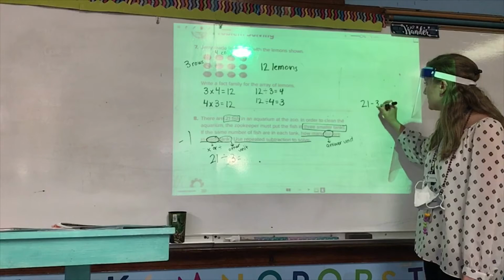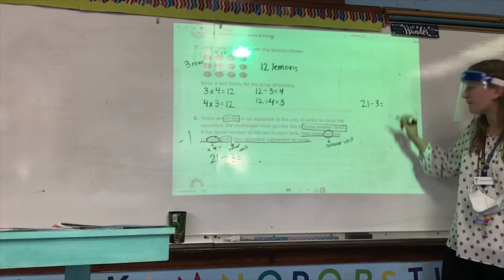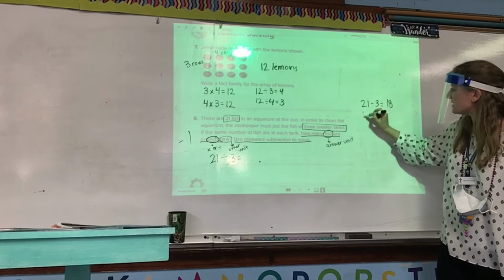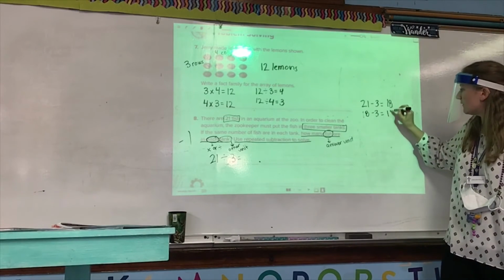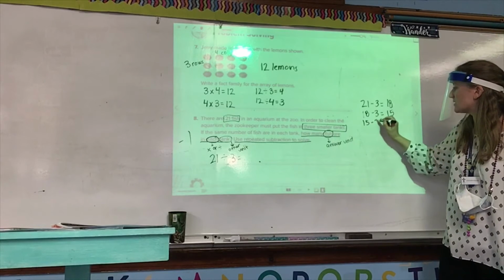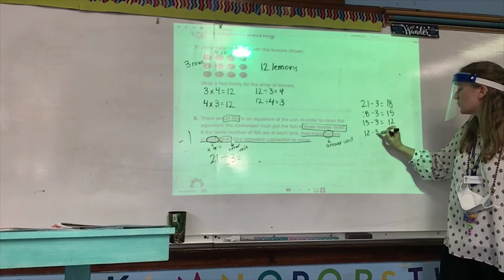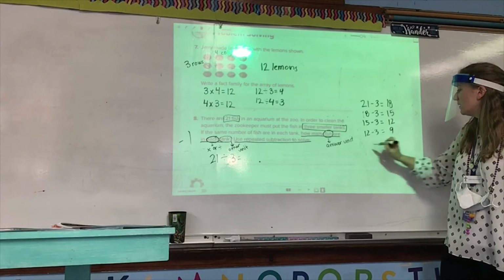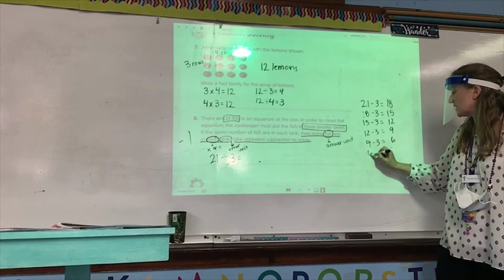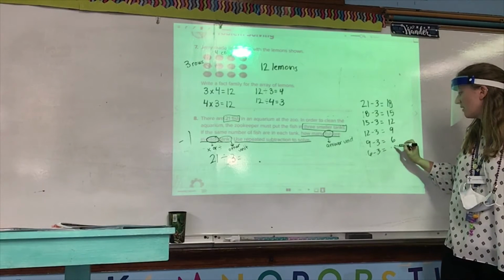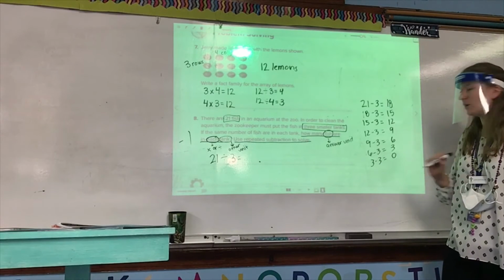Okay, so Aaron, we have to do repeated subtraction with 21 and 3. So 21 minus 3 equals? 18 minus 3 equals? 15. 15 minus 3 equals? 12 minus 3 equals? 9 minus 3 equals? 6 minus 3 equals? 3 minus 3 equals? What do we do now?